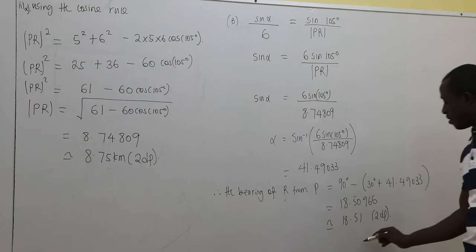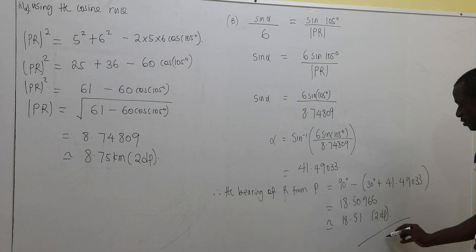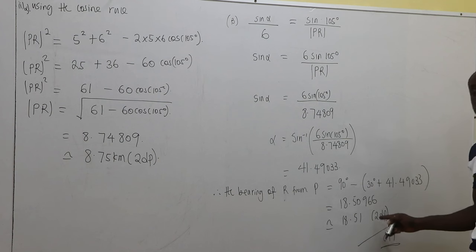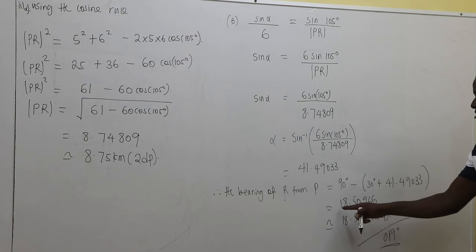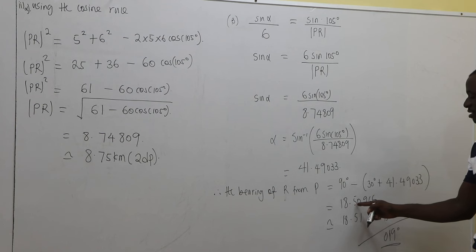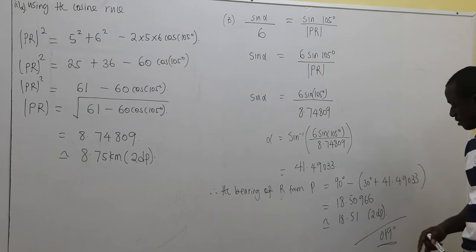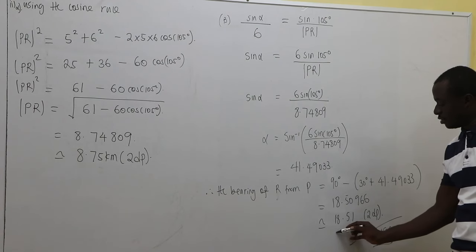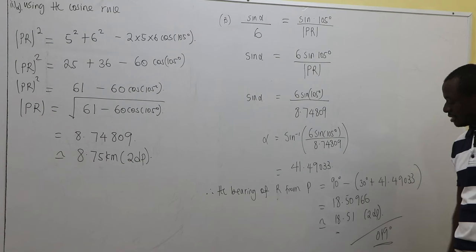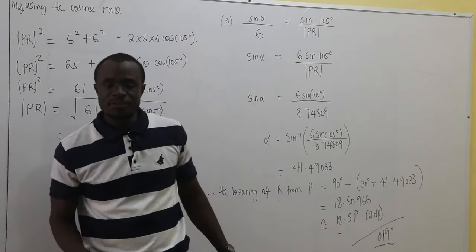So to change this to 2 decimal places, if it is not 2 decimal places, we take the 3 digits, so it's going to be 0.019. That is, if it is not saying that we should do it to 2 decimal places, then 3 digits, so 0.18. But then here 0.5 is 5 and above, so it will add 1 to the 18 and then it is going to be 0.19 degrees. But then the question says it should be to 2 decimal places, so that is 18.51 degrees. That's very, very easy.